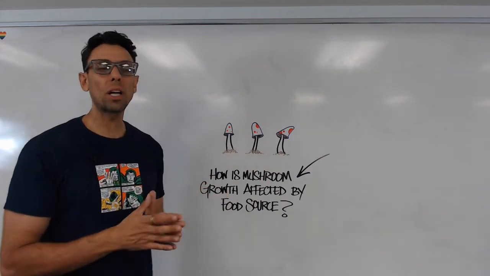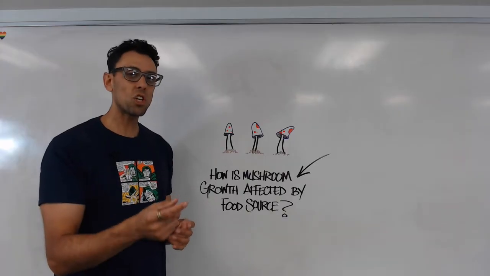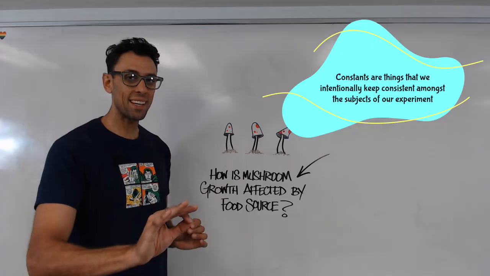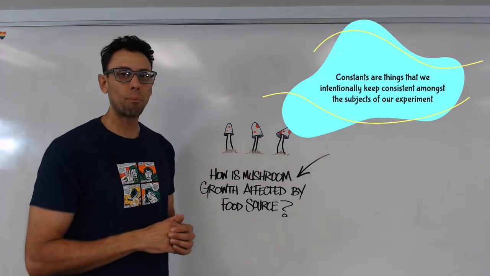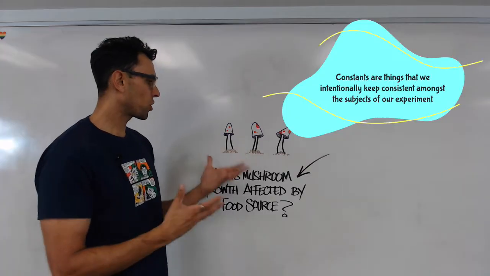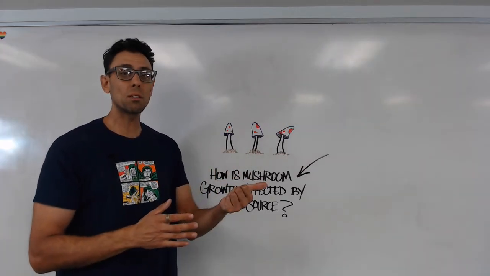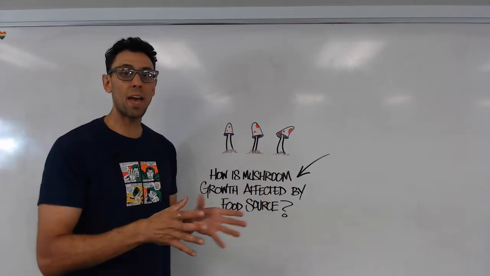If you're wondering what a constant is, think about the name. Constants are factors that we're going to keep consistent amongst all of the parts of our experiment. Now, in this case, our experimental subjects are mushrooms. In other experiments, they may be human beings, or mice, or rats, or even different beakers of chemicals.